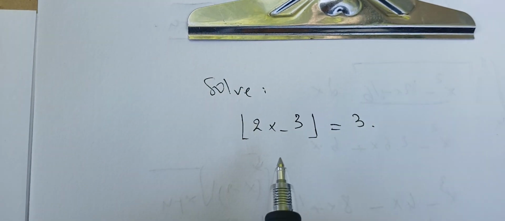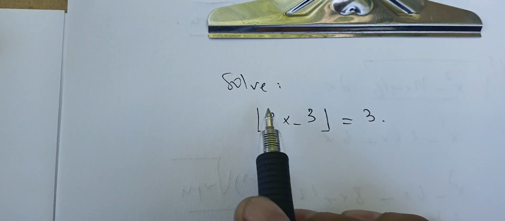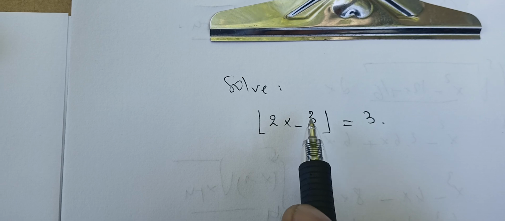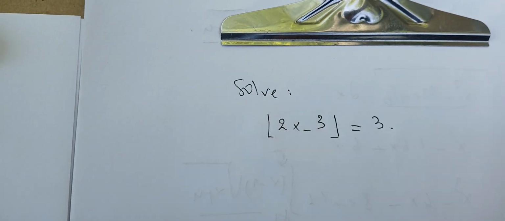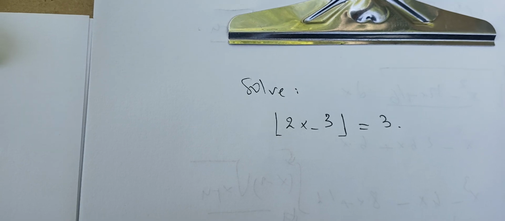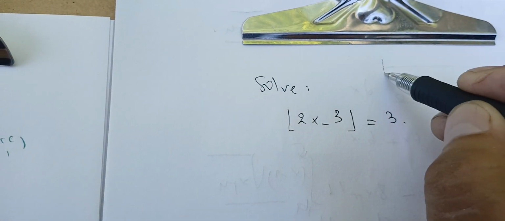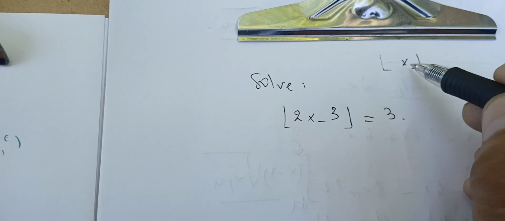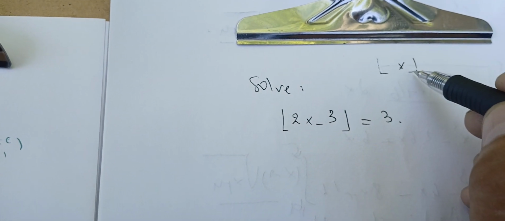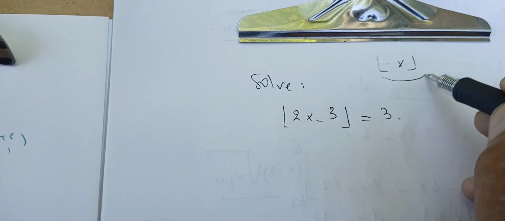Now let's solve the following equation. This symbol means the greatest integer less than or equal to some x. So when I say floor of x, I mean the greatest integer less than or equal to x.